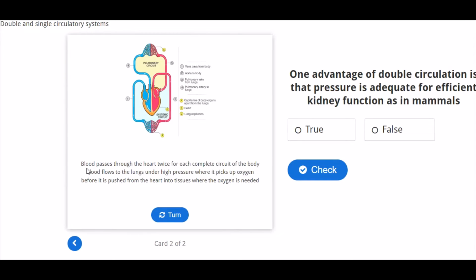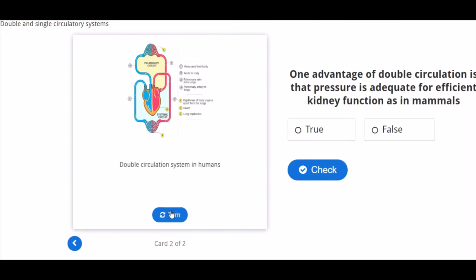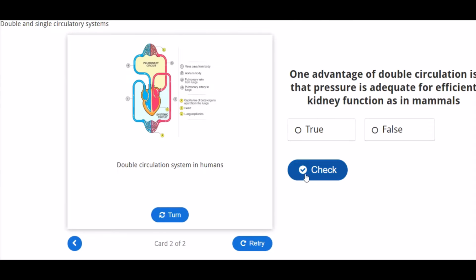Where you have blood passing through the heart twice for each complete circuit of the body, and then blood flows to the lungs under high pressure where it picks up oxygen before it is pushed from the heart into tissues where the oxygen is needed. This is describing double circulation in humans.